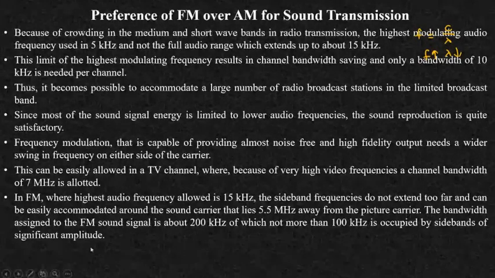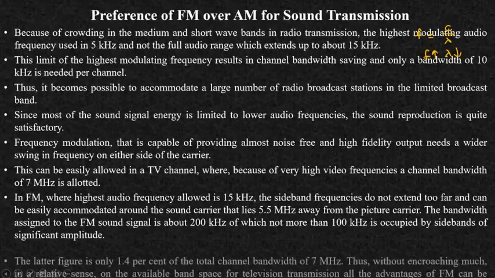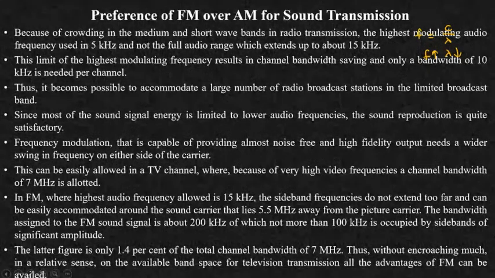Okay, and the bandwidth assigned to FM sound signal is about 200 kilohertz, of which not more than 100 kilohertz is occupied by the sidebands of significant amplitude. Okay, that we'll see when we talk about bandwidth allocation. So the latter figure is only 1.4% of the total channel bandwidth of 7 megahertz. If you look at this 100 kilohertz, it is only 1.4%. Thus, without encroaching much in a relative sense on available band space for television transmission, all the advantages of FM can be availed. So these are the reasons why FM is preferred for audio over AM.